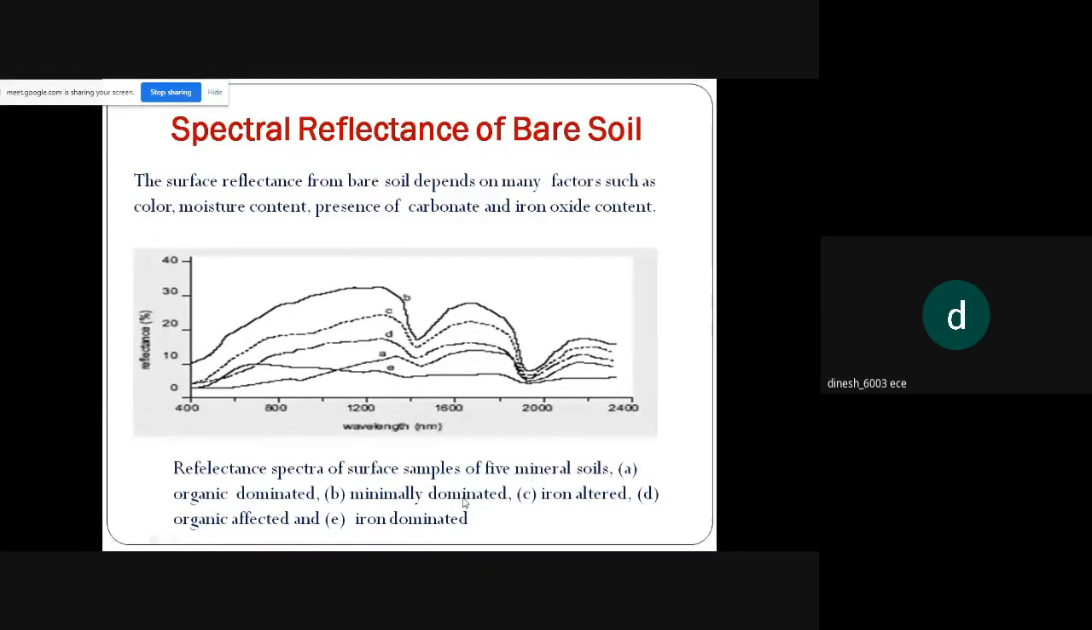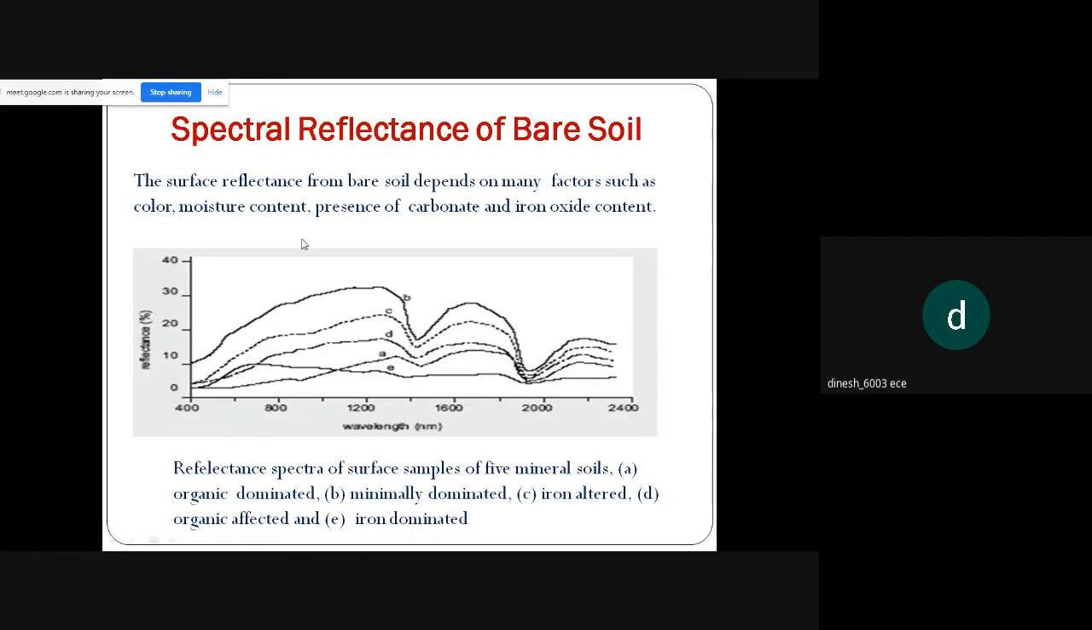And if there is a minimum dominance of the soil content, meaning wetter areas or the presence of water along with that soil is more, then B is the curve. You need to check it out. B is the curve. And if iron contents are mostly present, then C is the curve for that. And if there is a more organic affected area, we can easily find it. So D is the curve.